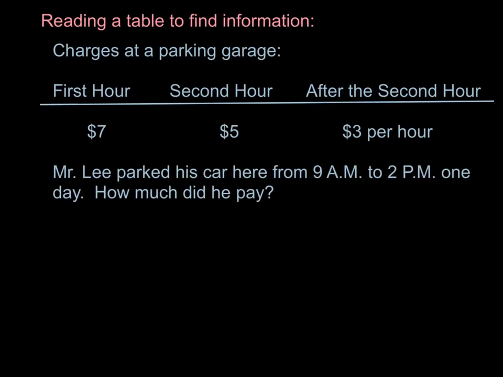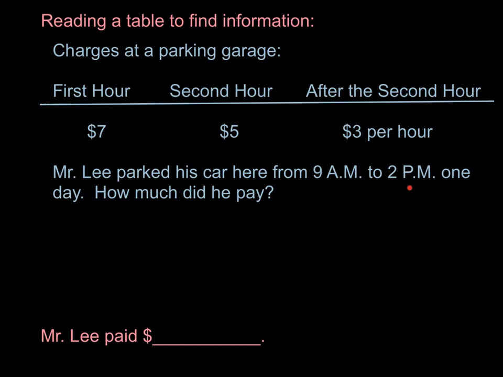This problem requires looking at this table to find the answer. And these are charges at a parking garage. First hour, $7, second hour, $5, and the third, fourth, fifth hours is $3 per hour. So the question says, Mr. Lee parked his car here from 9 a.m. to 2 p.m. one day. How much did he pay? Our sentence answer is pretty easy. Mr. Lee paid blank dollars.